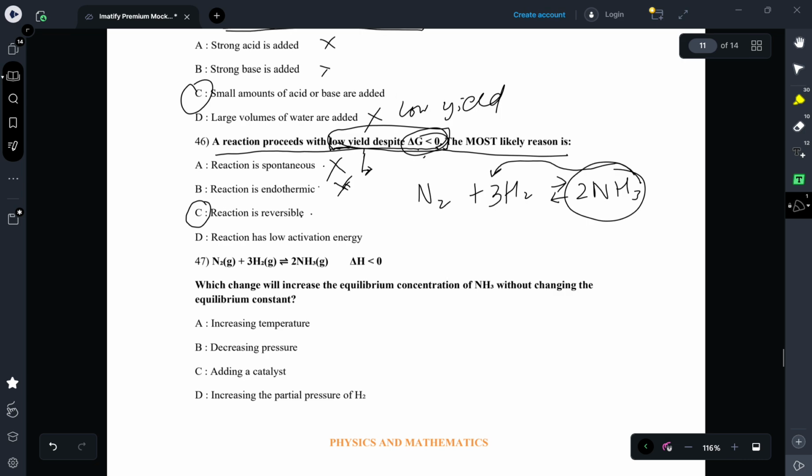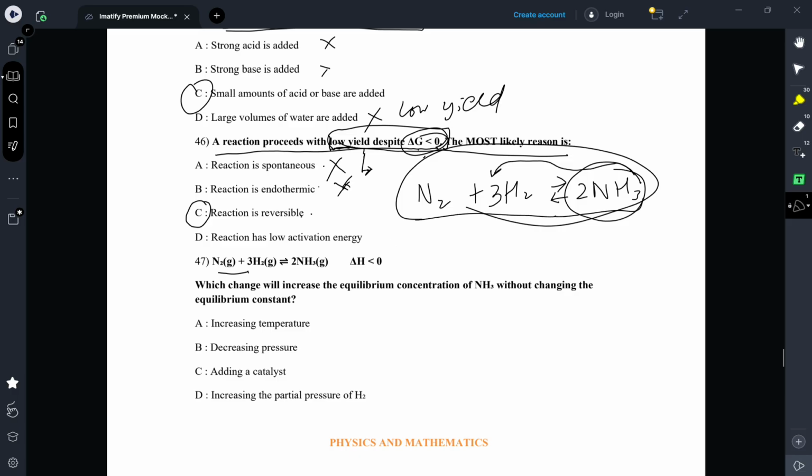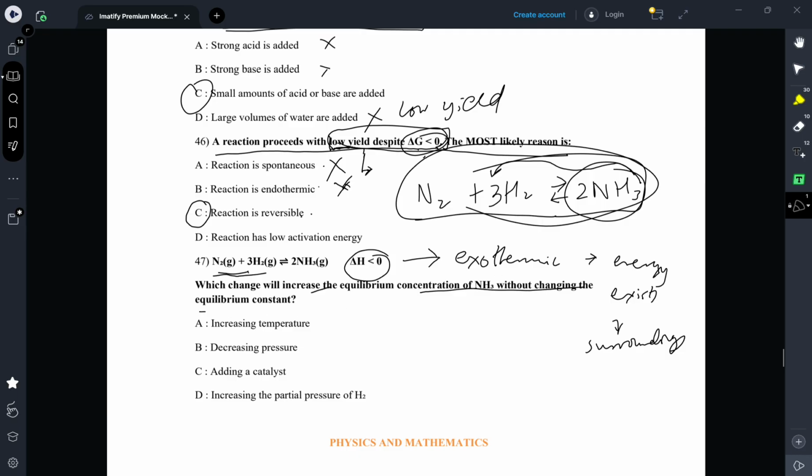Okay, so the last MCQ now. This is the same equation: N2 plus 3H2 to NH3, and the enthalpy change is less than 0. So it means that it is exothermic. Exothermic means that energy exits and is given to the surroundings. Here, which change will increase the equilibrium concentration of NH3 without changing the equilibrium constant?